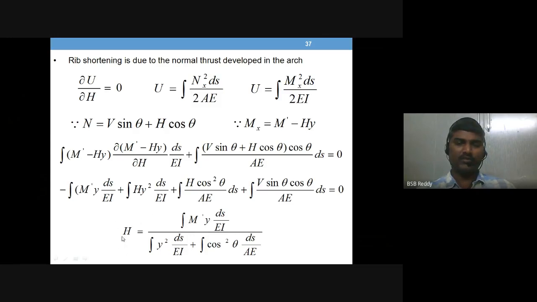This H is going to reduce, because the denominator value is going to increase. This is the expression to be used for finding the value of horizontal thrust for evaluating the rib shortening effect. The denominator is going to be added with this value, integral cos square theta ds by A.